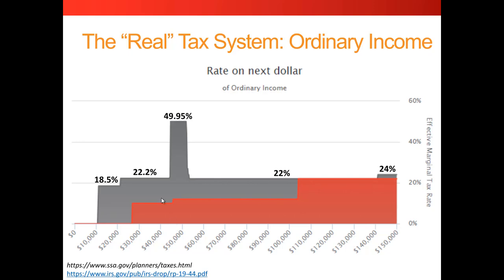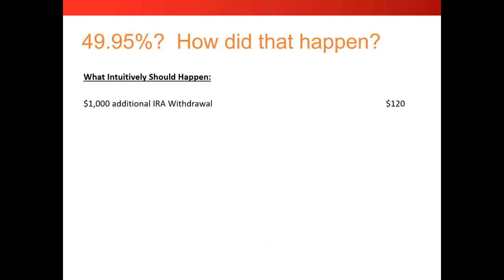If we trace that 49.95% down, what we'd notice is that these clients are actually falling in the 12% bracket, and yet they're actually losing 49.95 cents on the dollar for every dollar they withdraw in this range from an IRA. And you might say, how can that happen? The reason is because we need to be paying attention to the interactions between different income types. So intuitively, we would expect that $1,000 IRA withdrawal would trigger $120 of federal income tax. That's 1,000 times a 12% bracket.